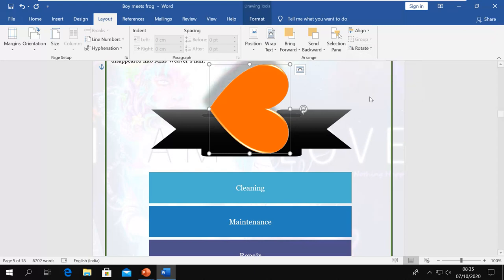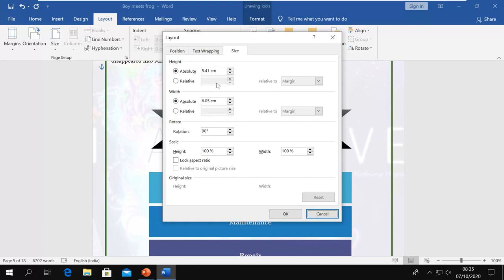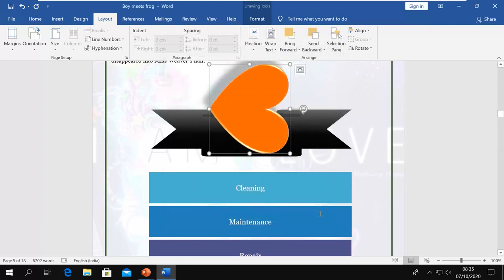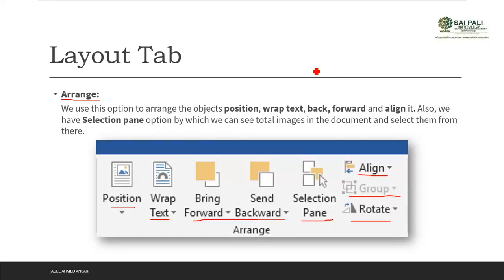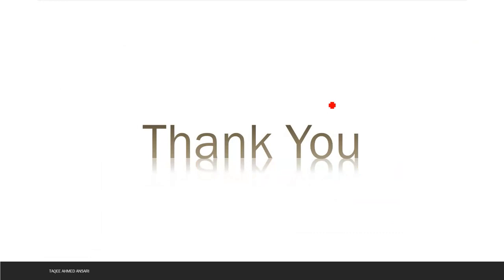And you have some more options for rotation. You can decide how you want to rotate. So that is what you have in this arrange group and all these commands. This arrange group is related to arranging your objects in your document. And this is the last group in our layout tab.